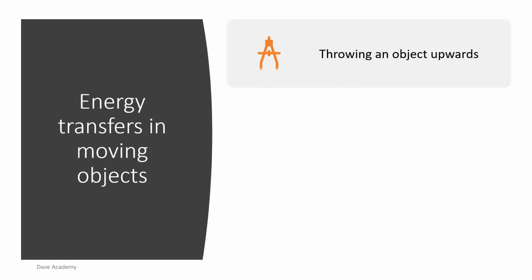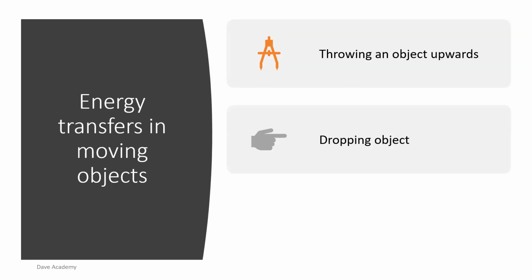Now let us take the first example. When you throw an object upwards, so let's say that you have a ball in your hand and you throw it upwards, just after the ball leaves your hand, it has a store of kinetic energy because it is moving. Now the ball, as it moves upwards, loses kinetic energy and gains energy in its gravitational potential energy store. When the ball reaches its highest point, it has a store of gravitational potential energy. Then the ball starts falling down, and just before you catch it again, it has a store of kinetic energy.